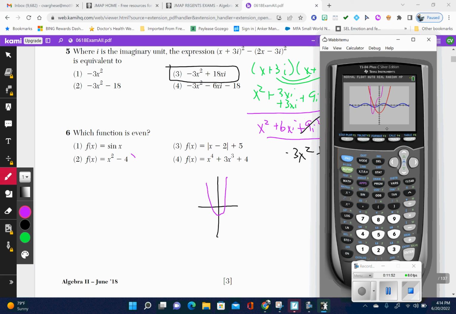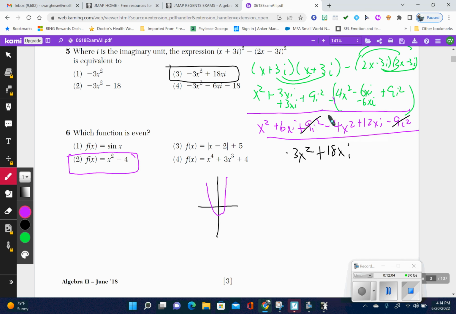And then if I graph that one, that is going to be the last one that shows up, which is also not reflected over the y-axis. If I fold it on the y-axis, it is not the same. So the only answer is choice number 2. Which we knew all along, but like I said, I just wanted to make sure that you know how to graph it.